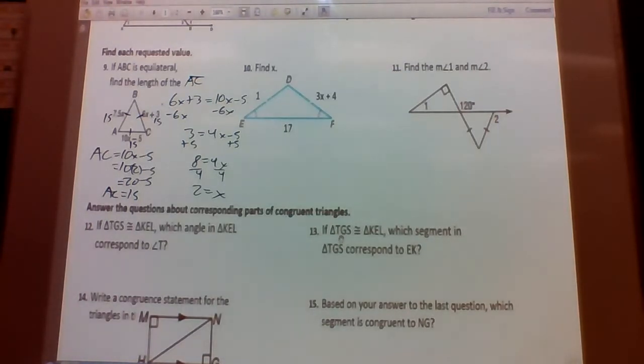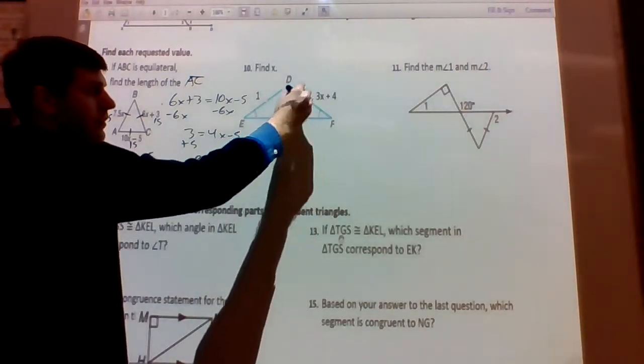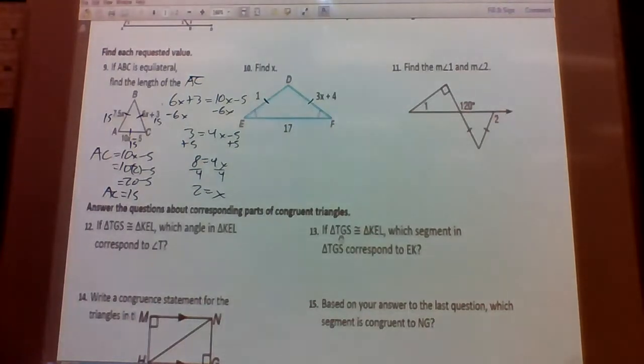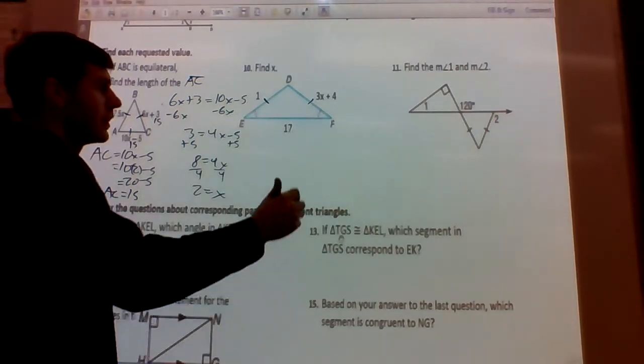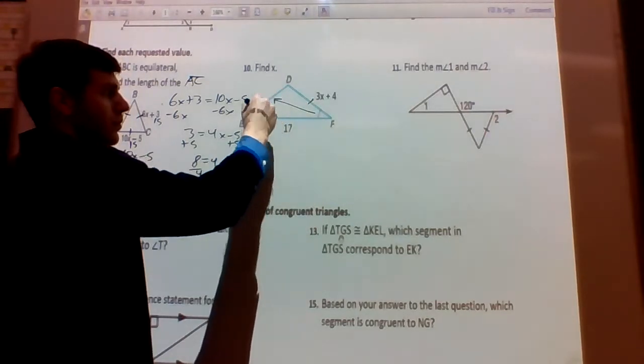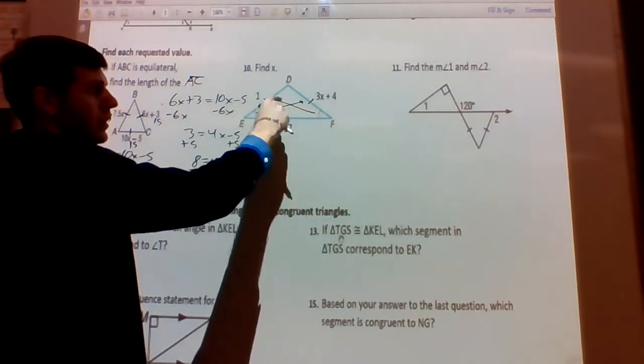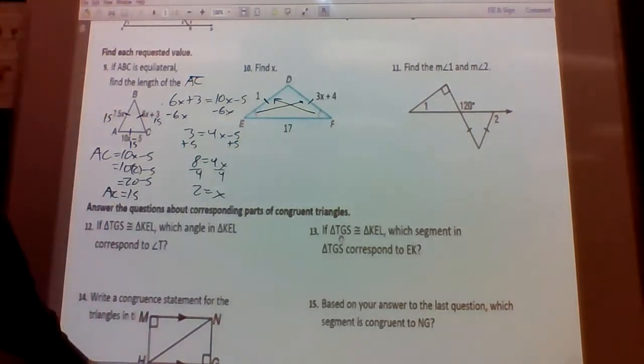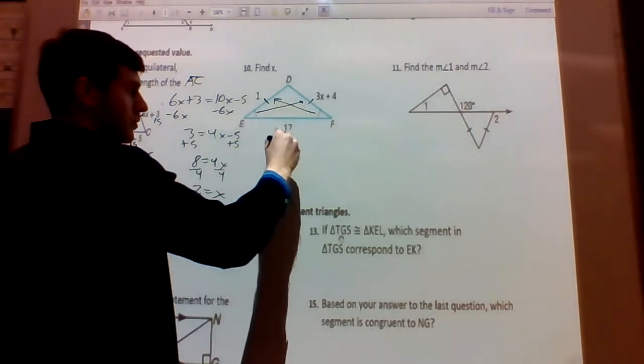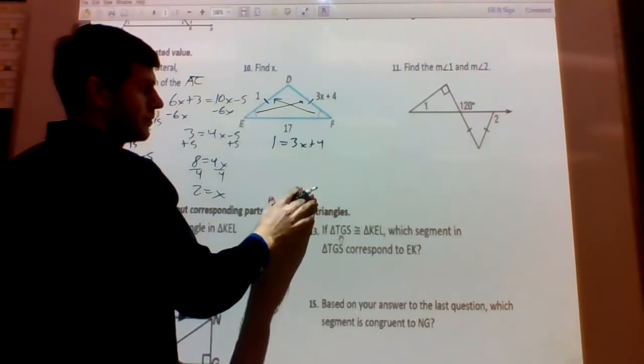Okay, number 10, we have angle E is congruent to angle F. So by the converse to the isosceles triangle theorem, we can determine that DF is congruent to ED. The converse to the isosceles triangle theorem says if two angles of a triangle are congruent, then the opposite sides are going to be congruent. So if the measure of these two angles are the same, then the length of the opposite sides are going to be the same. Okay, so 1 is going to be equal to 3x plus 4.